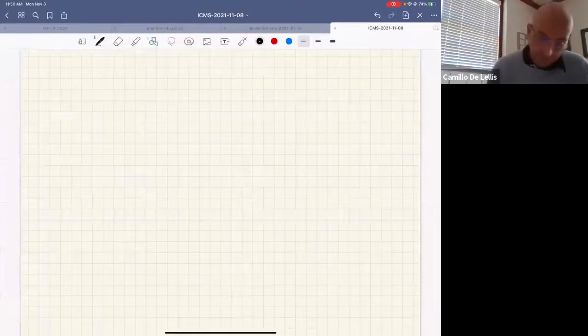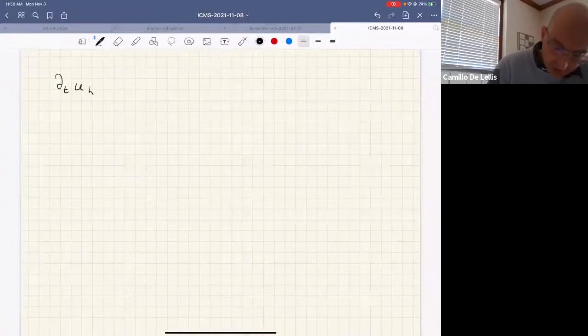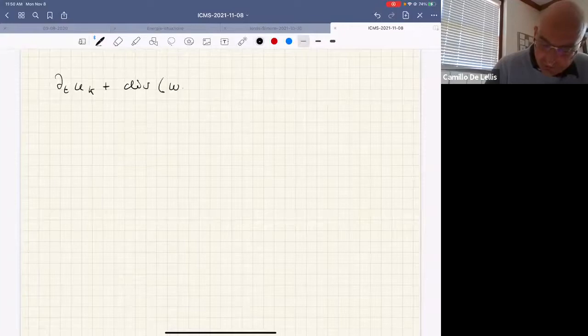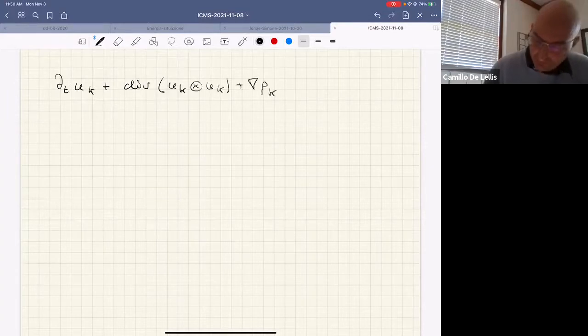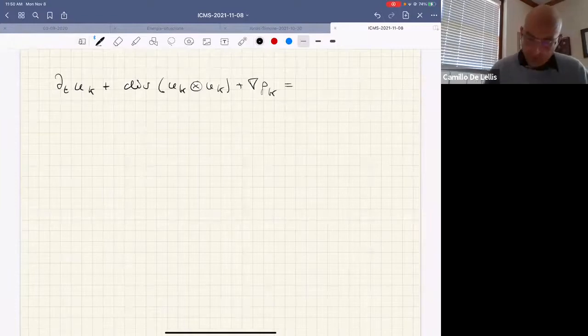Okay, so here it is. Now I'm assuming that I have a sequence of solutions of the Euler equations, and these are just continuous. Now, these are not exactly solutions of the Euler equations. I have an error, and let me quantify this error as something that I write as the divergence of something.